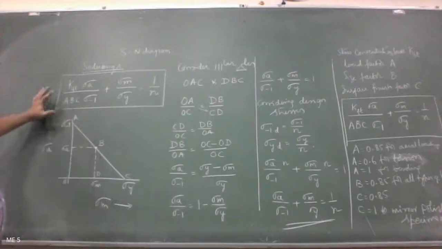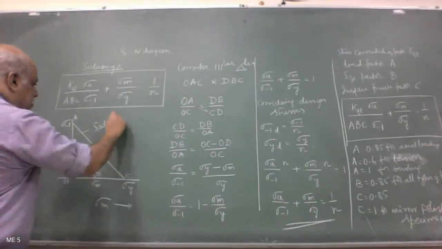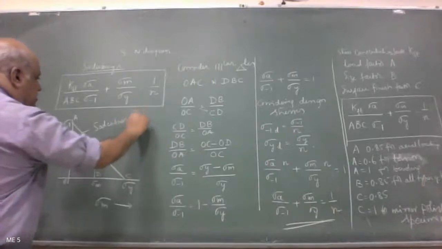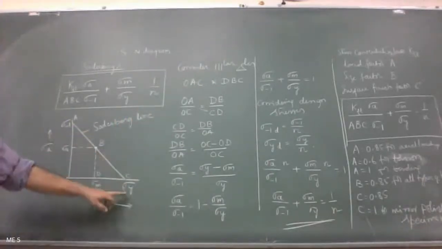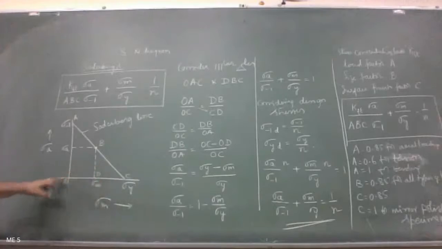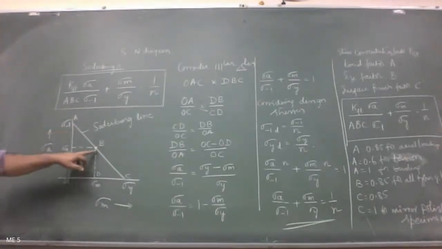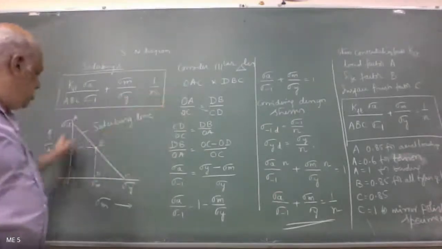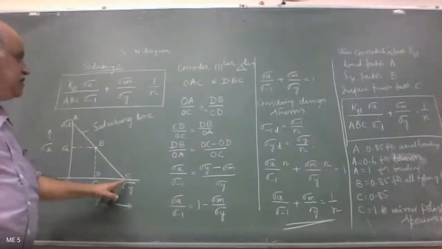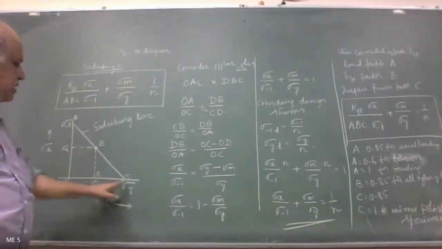I'll just recap. So what I have taken is the Soderberg line. If you recall the previous class, this is the Soderberg line. Yield stress is the reference. OAC are the points. Point A is endurance strength. Consider any point with coordinates sigma A and sigma M. Then go for similar triangles OAC and BDC. So OA by OC will be equal to BD by CD.